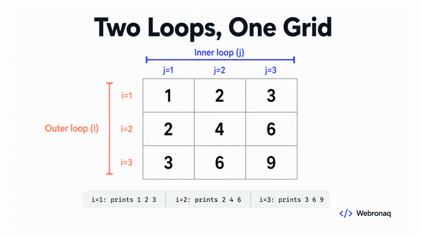That fills row 1. Then i becomes 2 and j sweeps again, printing 2, 4, and 6. Row 2 is done. Finally, i becomes 3, and j sweeps one last time. 3, 6, and 9. Fill row 3. The grid is now complete. Every cell is the product of its row index and its column index. This 2-layer rhythm, outer advances once, inner completes fully, repeat, is the heartbeat of every nested loop you will ever write. But there are 2 traps that catch almost every beginner, and we need to look at both of them.